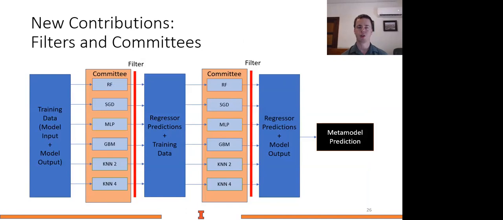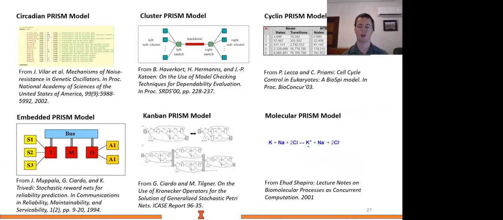So in conclusion, the two new contributions we made to the architecture since last year's presented work on this stacking architecture was an evaluation of different kinds of filters and different kinds of committees and recommendations about which committees and filters most increase the accuracy of the metamodel. We now go back to evaluating each of the 6 test cases now that we have the fully formed metamodel. We will evaluate it on both accuracy and speed.